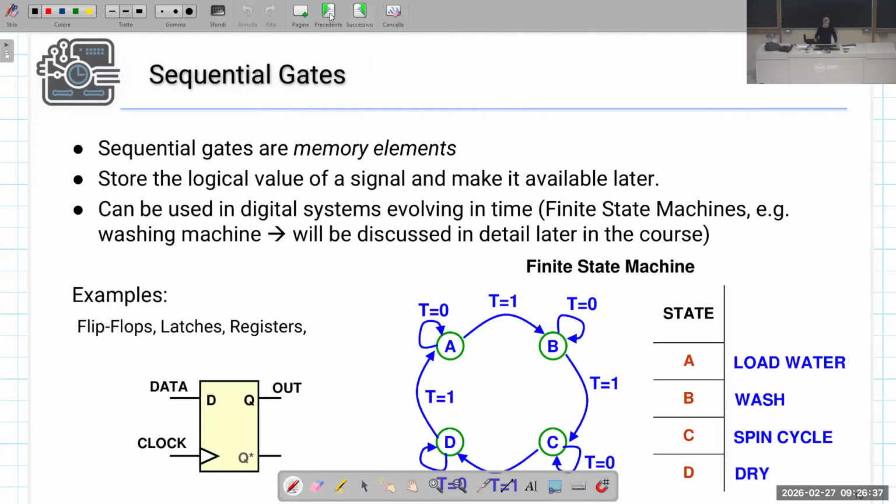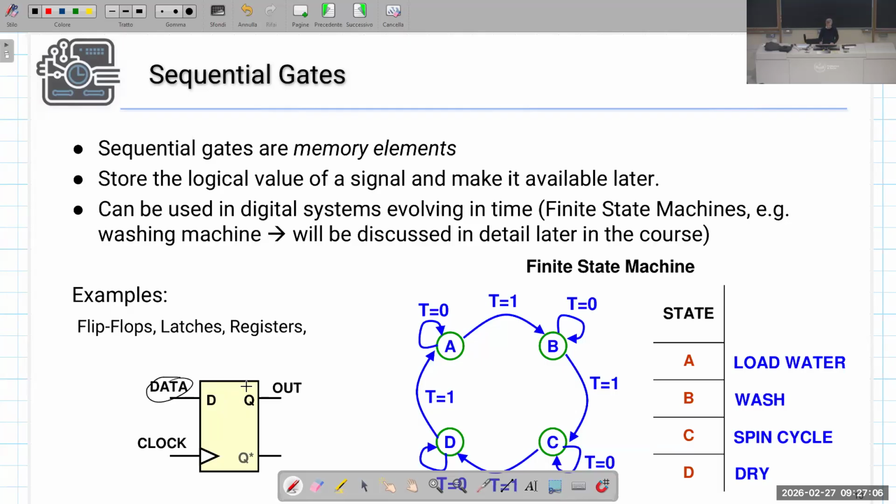What about sequential functions? As I have stated before, an example of a sequential function is a register or a flip-flop that is intended to store the logical value of an input signal, an input data signal, and keep it in memory for an indefinite time.